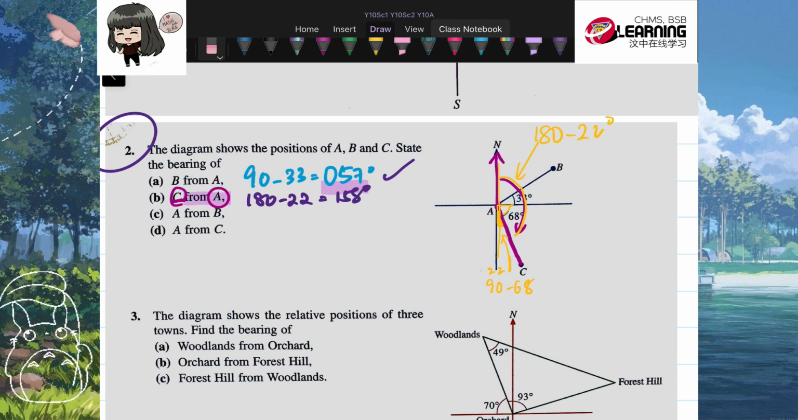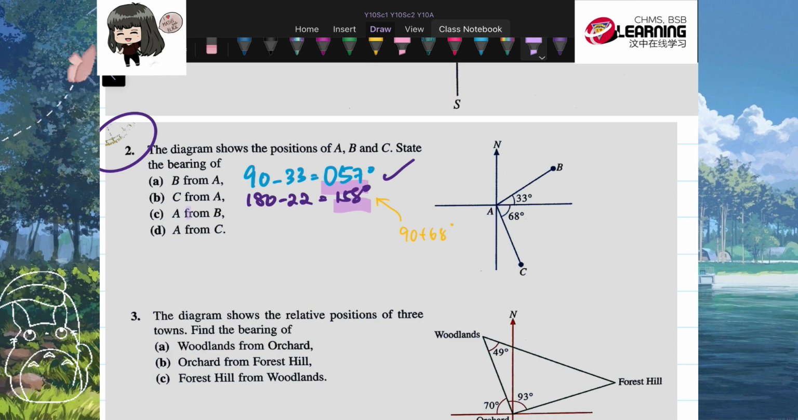Or another method, which I think is easier, is we are finding this angle. So this angle is 90 plus 68. This angle can be 90 plus 68 also. So as long as you follow the rules of the angles, then the answer will still be the same, will be still correct.